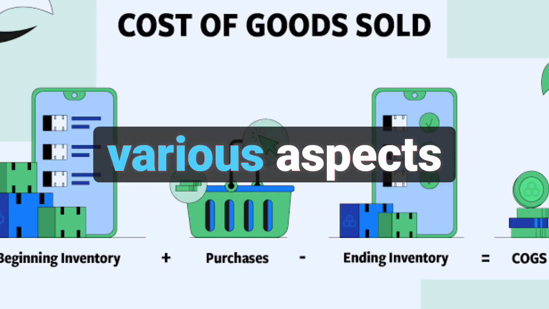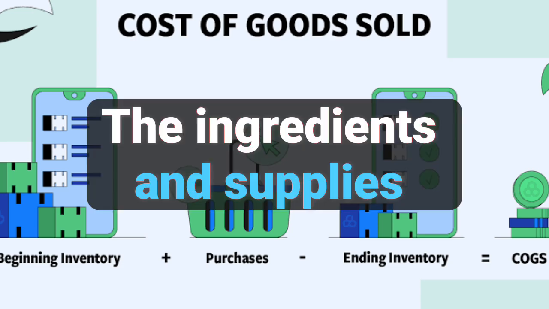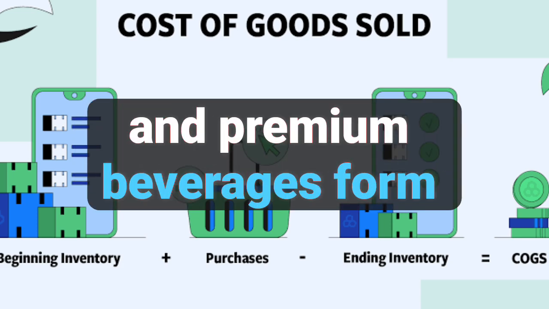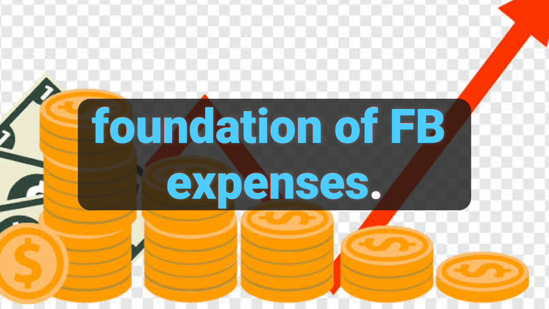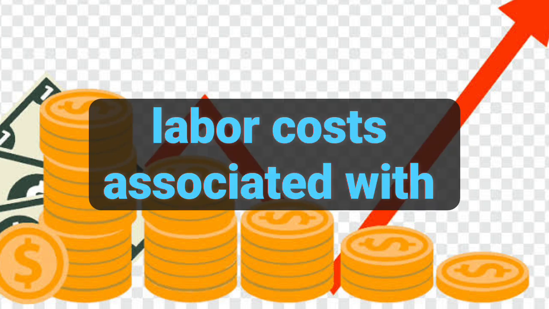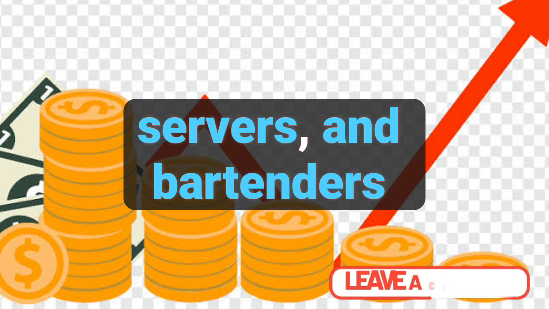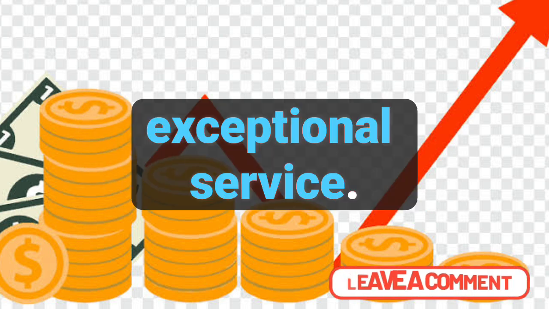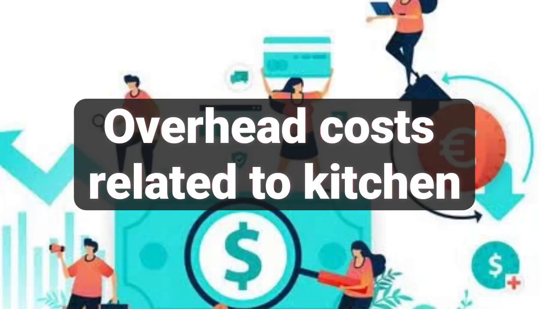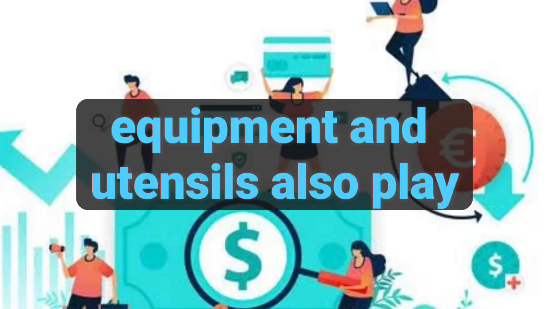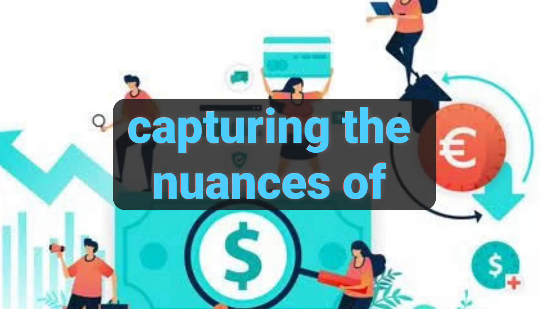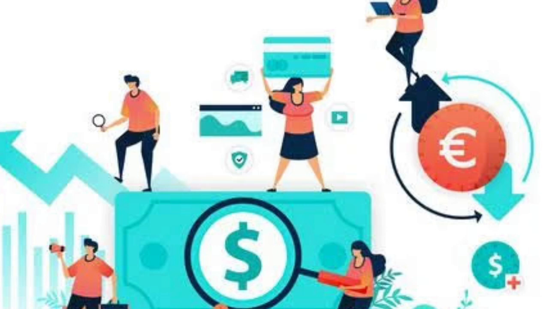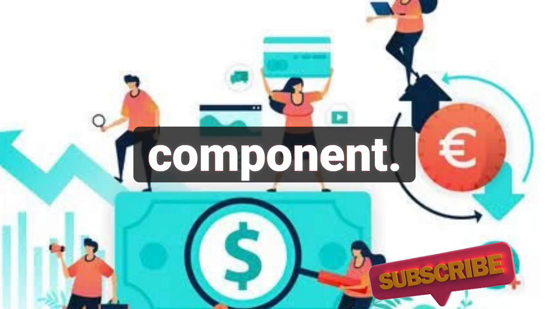COGS encompasses various aspects like food and beverage costs, the ingredients and supplies necessary for crafting delectable dishes and premium beverages form the foundation of F&B expenses. Additionally, labor costs associated with chefs, servers, and bartenders further contribute to this segment, ensuring that every guest receives exceptional service. Overhead costs related to kitchen equipment and utensils also play a pivotal role, capturing the nuances of maintaining a well-functioning culinary operation. Room COGS is another essential component.